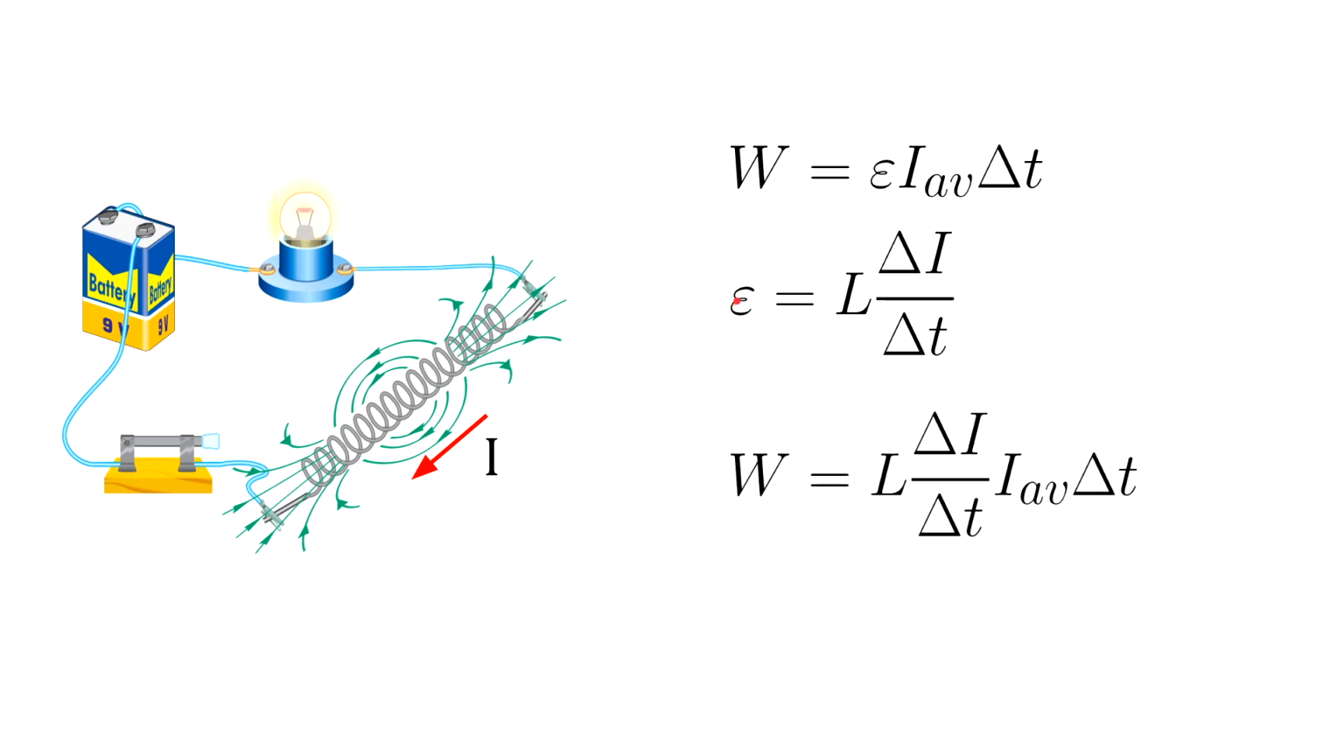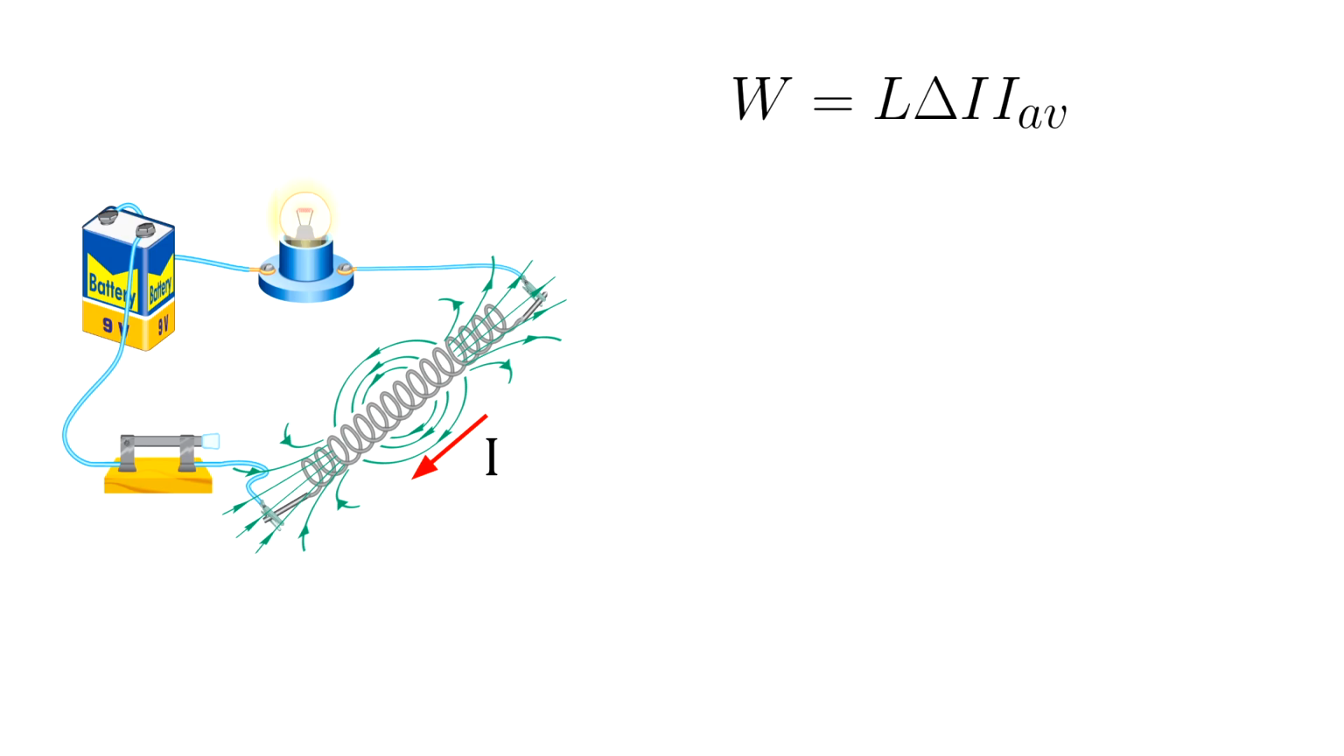And if we put this into the equation, we get this kind of expression. And here it's obvious that time delta T will be cancelled, and we have such an expression: L times delta I times I average.